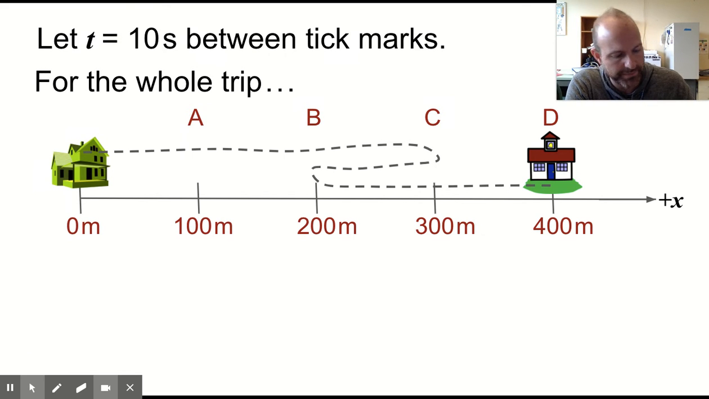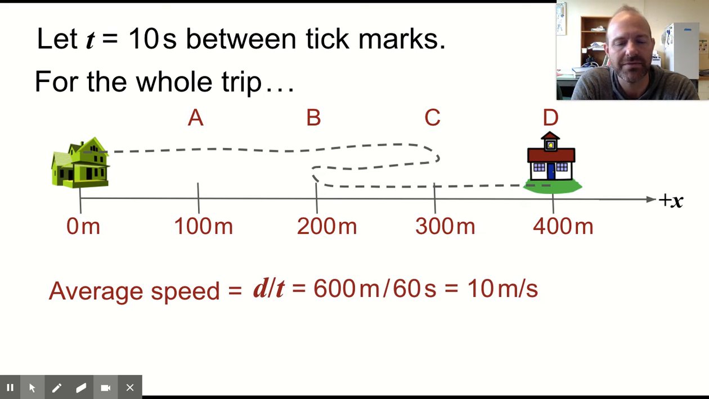For the whole trip, the average speed is going to be the distance traveled divided by time. That was 600 meters divided by the 60 seconds it took, for an average speed of 10 meters per second. This is like the speedometer in a vehicle that's telling you how fast you're traveling. Or in this case, it's the average. So if you took the total distance traveled and divided by the total amount of time, this is kind of like looking at Google Maps telling you about your total journey.